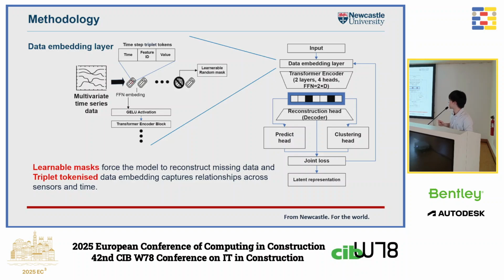So this is part of my creations for the model. The learnable mask forces the model to reconstruct the missing data. I call it learnable because the mask is a gradient-updated index, not a 0 or -1 to represent the mask. And there are also the triplet tokenized embeddings to capture the relationships across time and sensors.